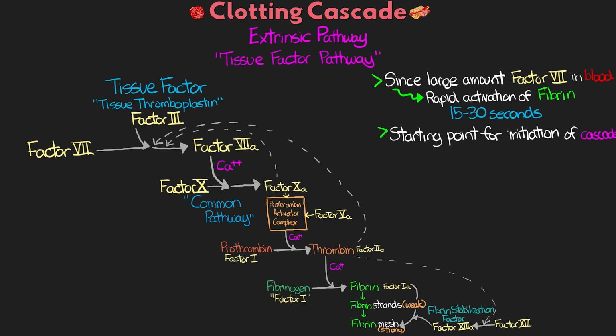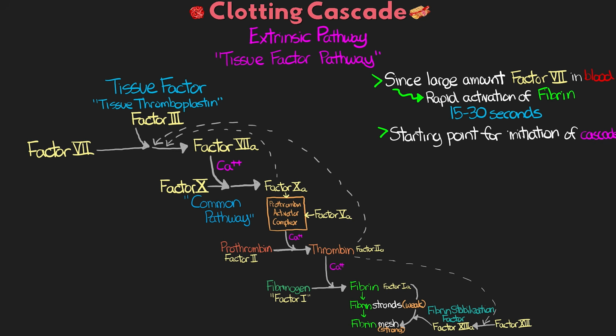As the rest of the common pathway gets activated, there is a positive feedback that acts back on this activation of factor 7, like I mentioned with that thrombin and activated factor 10, that ultimately help to potentiate this whole cascade. Alright, so that was the extrinsic pathway. That one's actually pretty simple and straightforward.